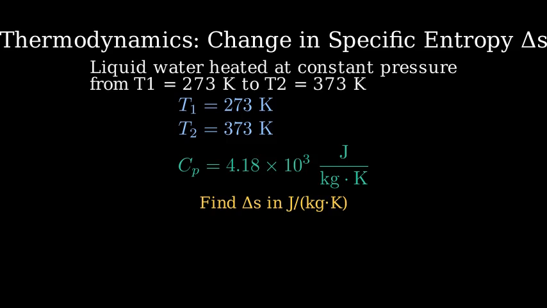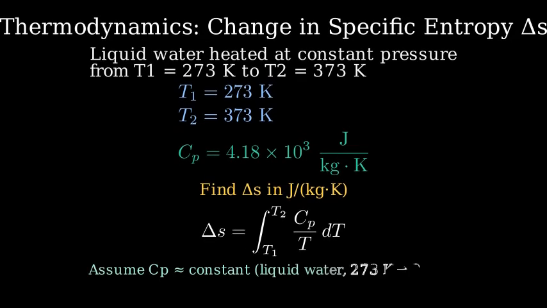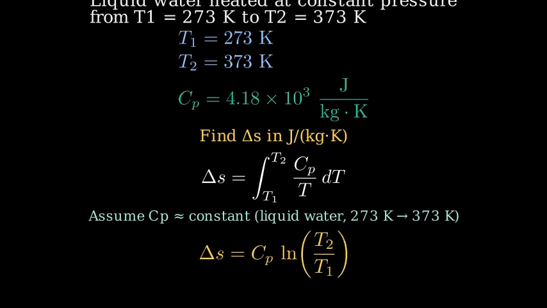At constant pressure, the change in specific entropy is given by the integral: delta S equals the integral from T1 to T2 of Cp over T dT. If the specific heat Cp is approximately constant over that range, we can pull Cp outside the integral, and the result simplifies to delta S equals Cp times the natural log of T2 over T1.